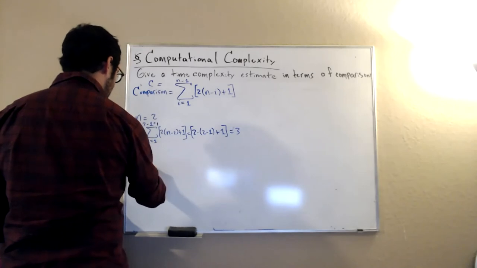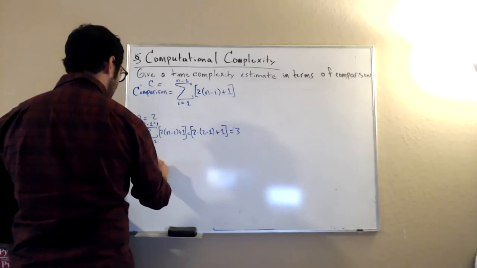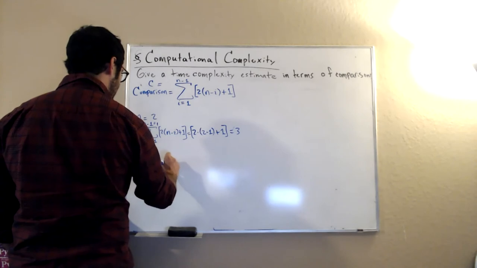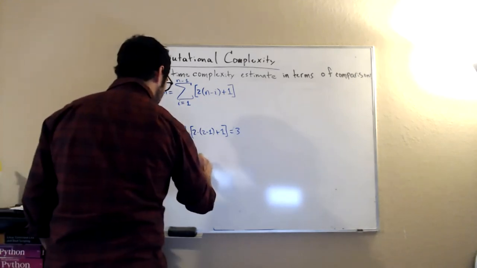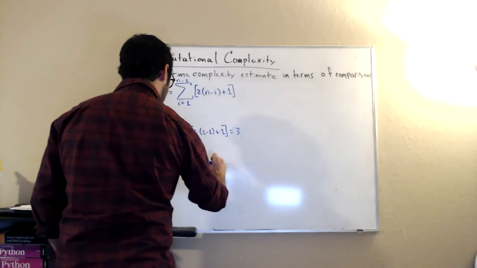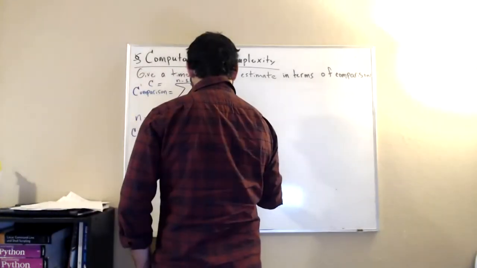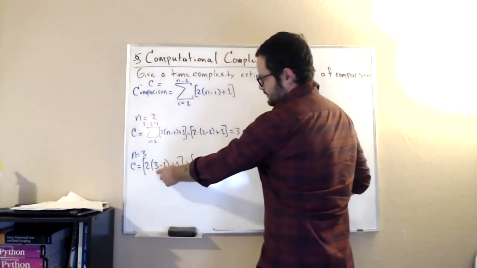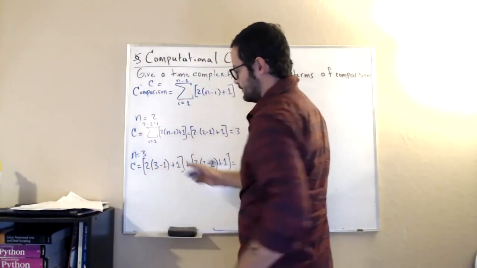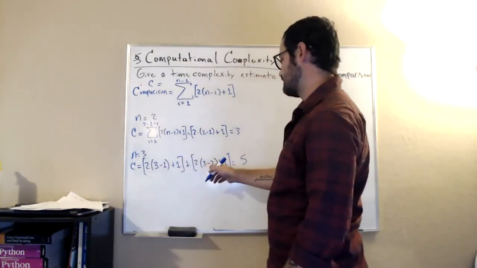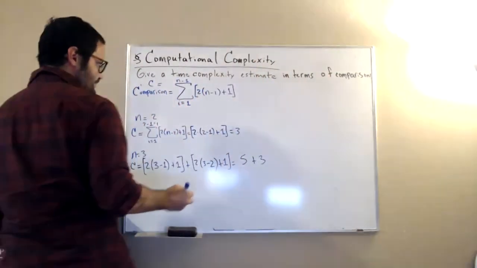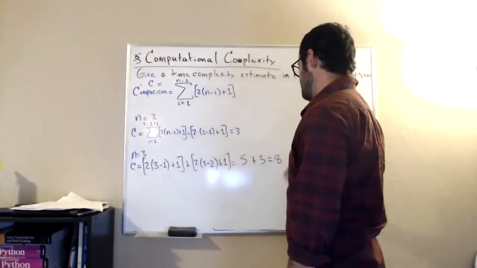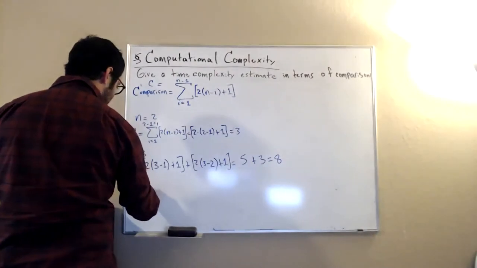So it's going to be 2 times 3 minus 1 plus 1, plus 2 times 3 minus 2 plus 1. So what is this? 3 minus 1 is 2, so 2 times 2 is 4 plus 1 is 5. 3 minus 2 is 1, 2 times 1 plus 1 is 3. Oh, I think I see what's happening here. So let's just do one more to make sure.